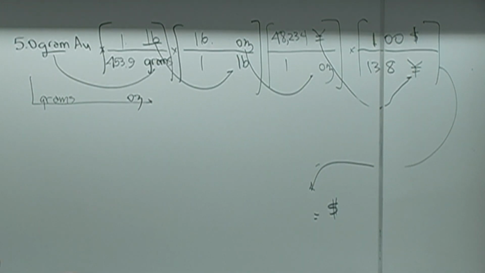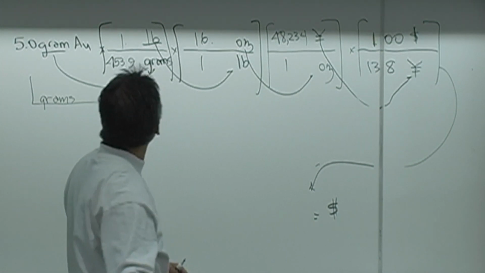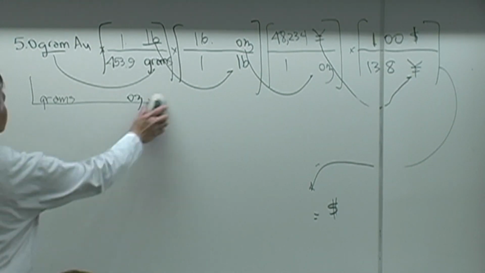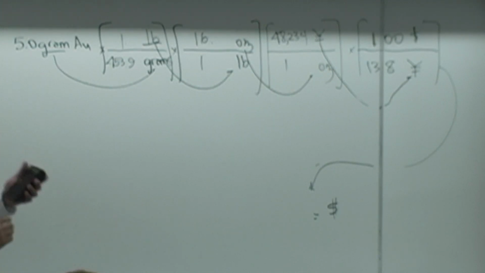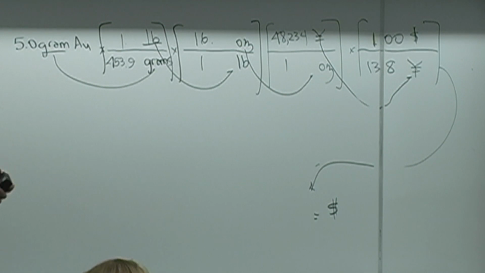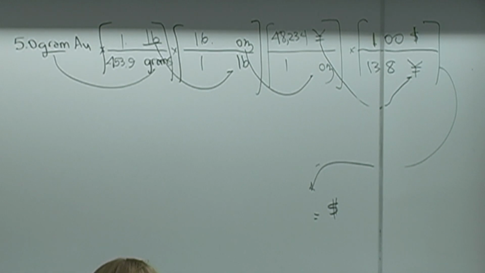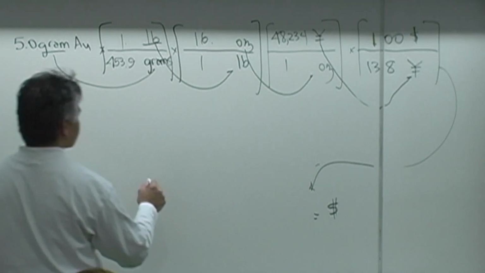And it's just a matter of crunching through the calculations. So in this particular problem, let's figure out if this is a reasonable number. Okay. We do the math. Again, wherever there's 1, you skip and just go directly to the calculation. You punch in 5 in your calculator, you divide by 453.9, you multiply by 16, you multiply by 48,234, and you divide by 138. And I come up with $61.60.